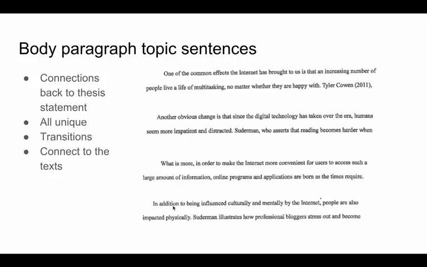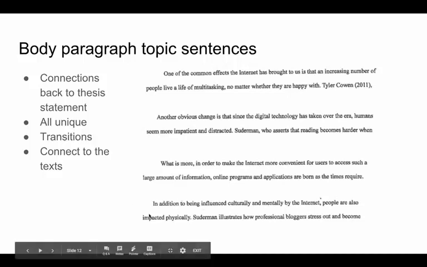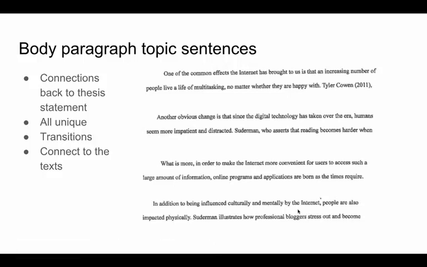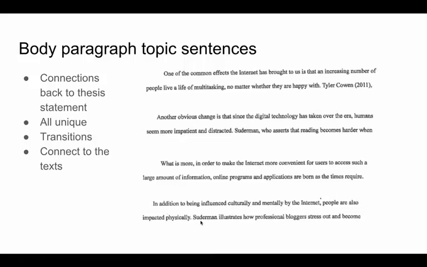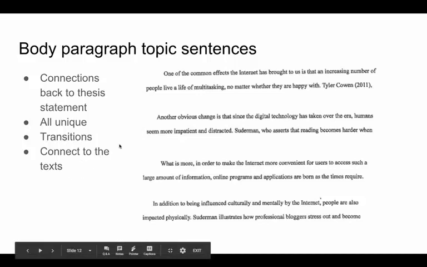And then you can see, I like this last one that says, "in addition to being influenced culturally and mentally by the internet," so it's referring back to the cultural influences, the mental influences, "people are also impacted physically." So it's adding to this list a new category, and then going to discuss the examples and analysis of what they've read from their articles. And also these ideas connect to the texts that they've been reading.